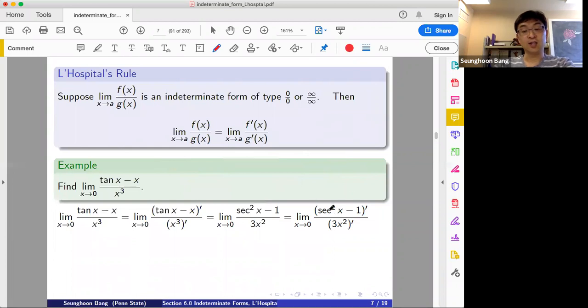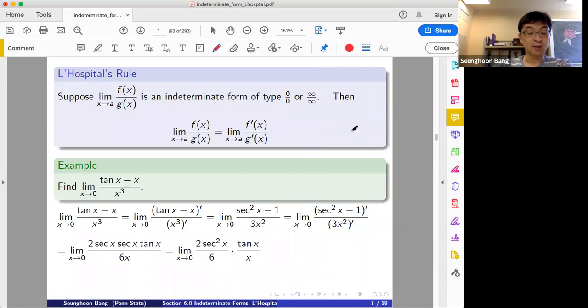What is the derivative of secant squared of x? You can use the chain rule: 2 times secant of x, times the inner function's derivative, secant x prime. Secant x prime is secant x times tan x. So exactly, we have 2 times secant squared of x tangent of x. We have this result, right?